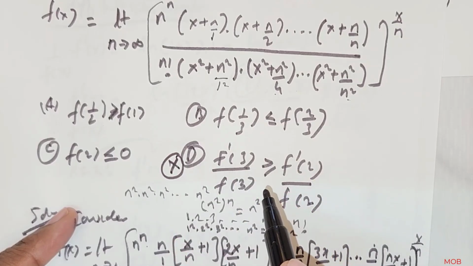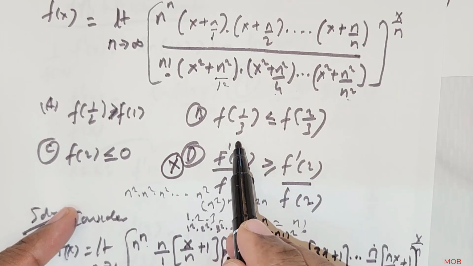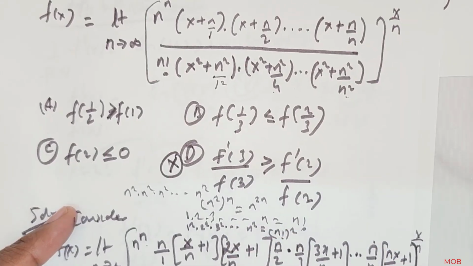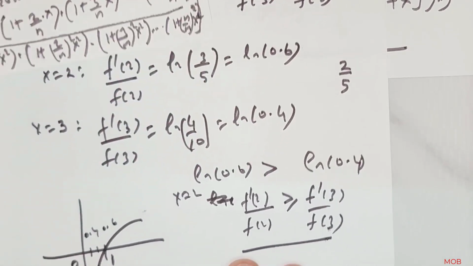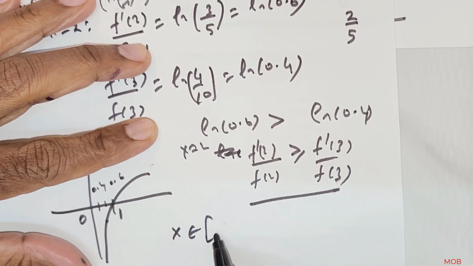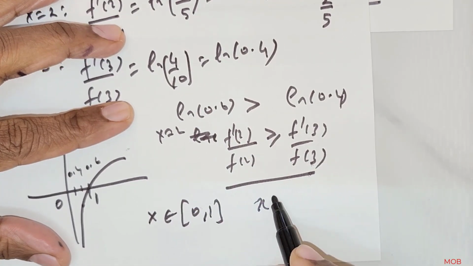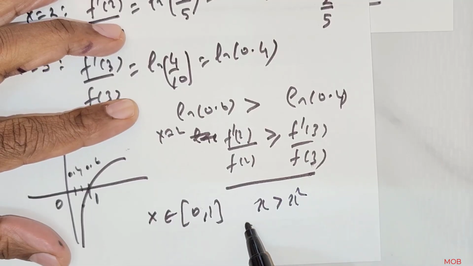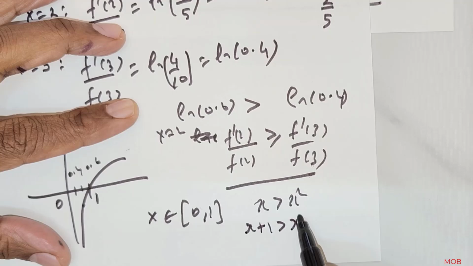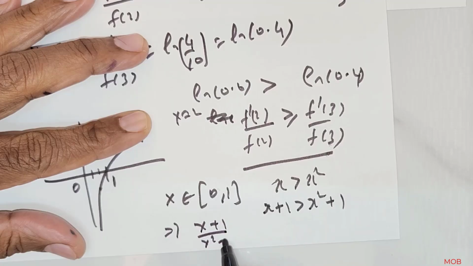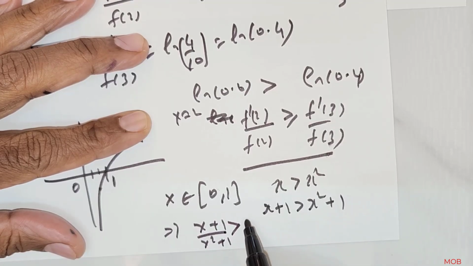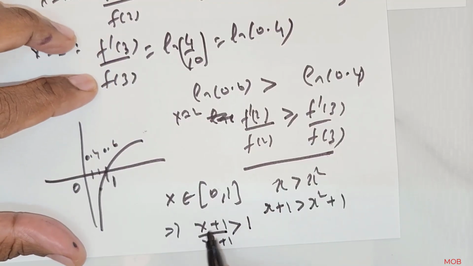D is dropped. Next comes f of 1 over 3 and 2 over 3. Let us check that. We will look into this one: f of 1 over 3 less than or equal to f of 2 over 3. We are interested in x being in the interval 0 to 1. So clearly x will be greater than x squared, and x plus 1 will be greater than x squared plus 1. This in turn means (x plus 1) divided by (x squared plus 1) is greater than 1.